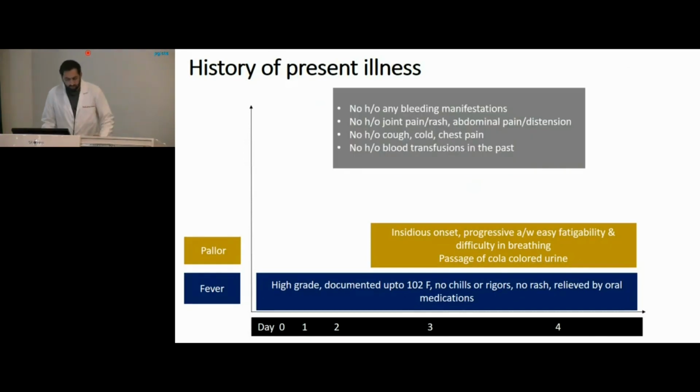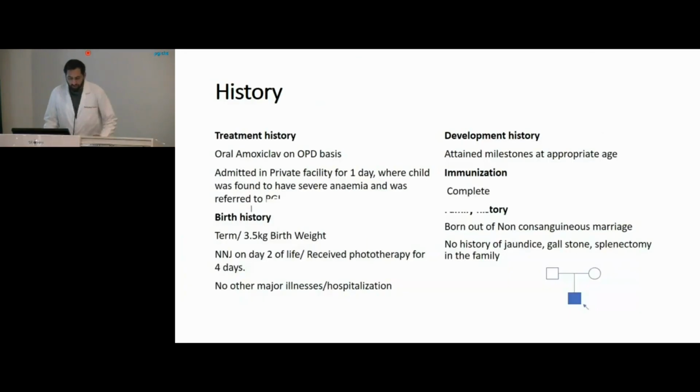There was no history of any other bleeding manifestation, no history of joint pain, rash, abdominal pain and distension, no history of any cough, cold, or chest pain, and no history of blood transfusions in the past. In other history, the child received oral amoxiclav on an OPD basis on day 1 of illness, and was admitted in a private hospital for 1 day before coming to PGI, where the child was diagnosed to have severe anemia and was referred to PGI.